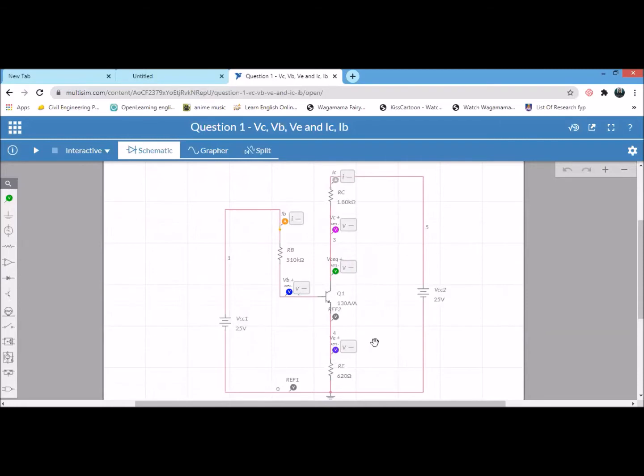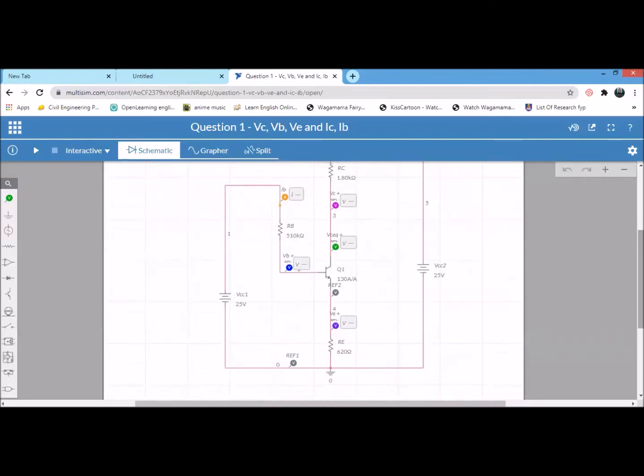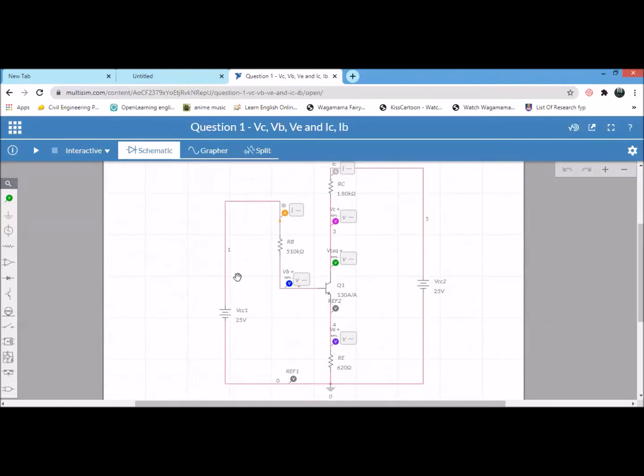First, I will explain about CE configurations. What is CE configuration? CE configuration is common emitter. Why is this circuit named CE configuration? Because the resistor over here exists. Next, all the data given here is based on our previous assignment, where VCC1 and VCC2 are given as 25 volt. This is the DC voltage.